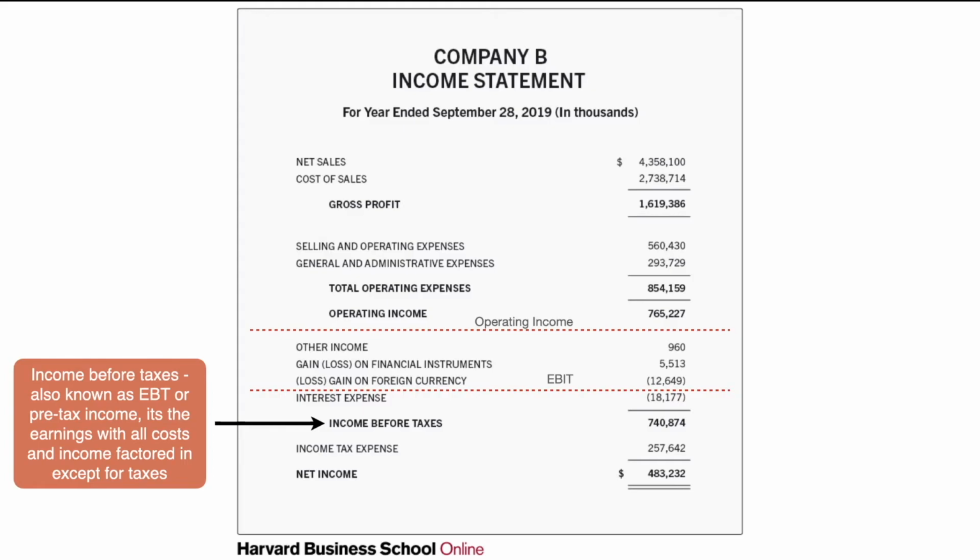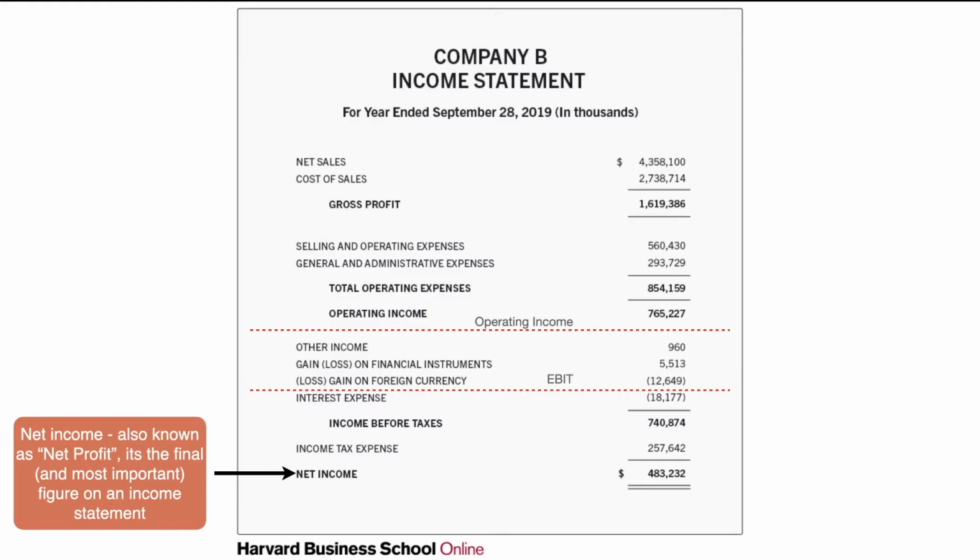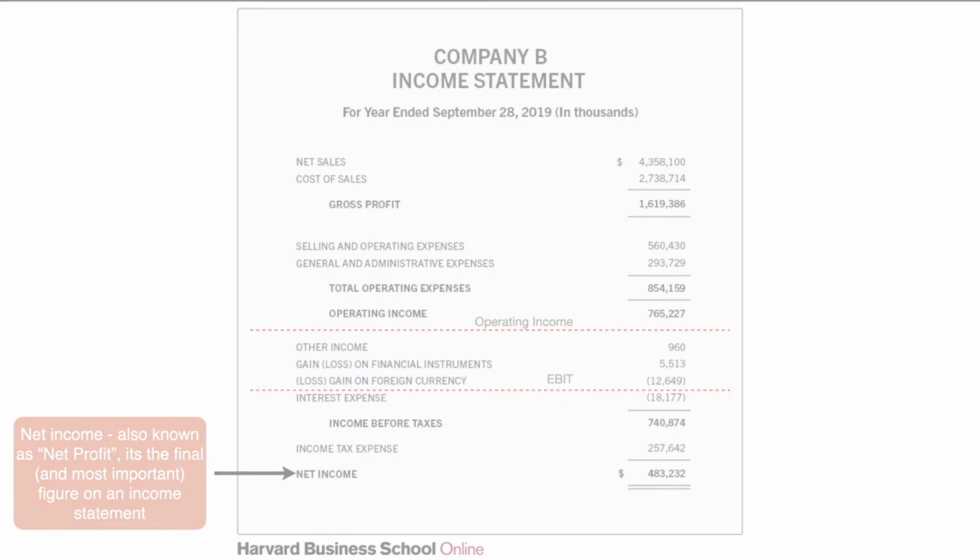And it's the earnings with all costs and income factored in except for taxes. If you take your EBT and subtract your income tax expense, you'll land on your net income, which is also known as net profit. It's the final and most important figure on an income statement because it tells you if the company is profitable or not.